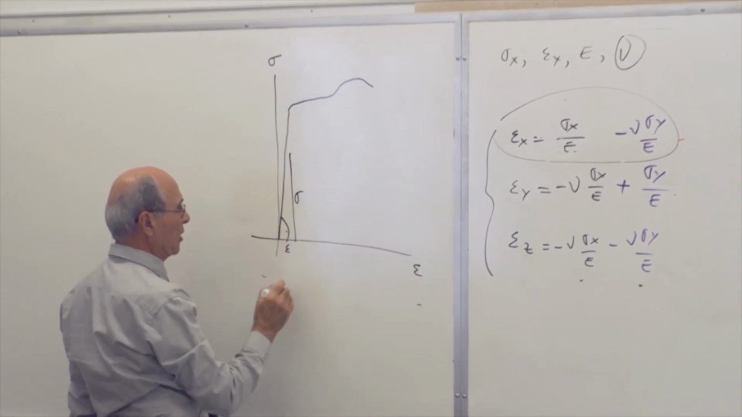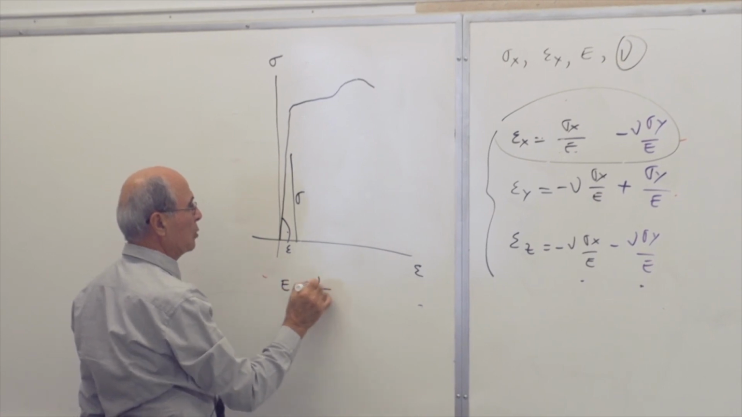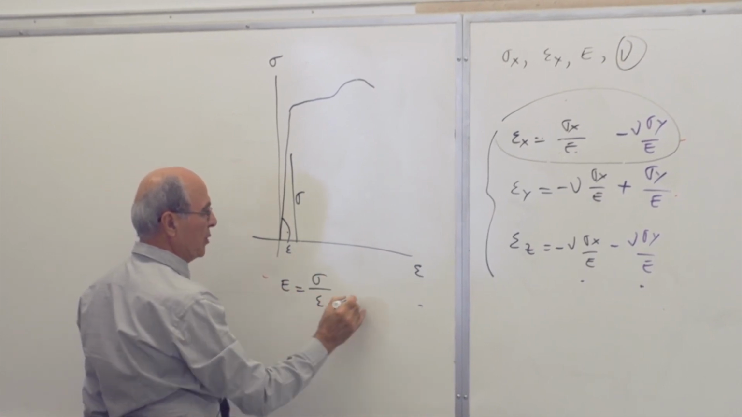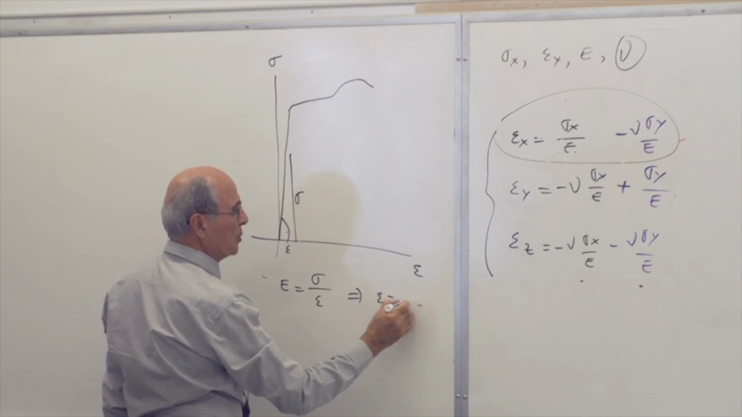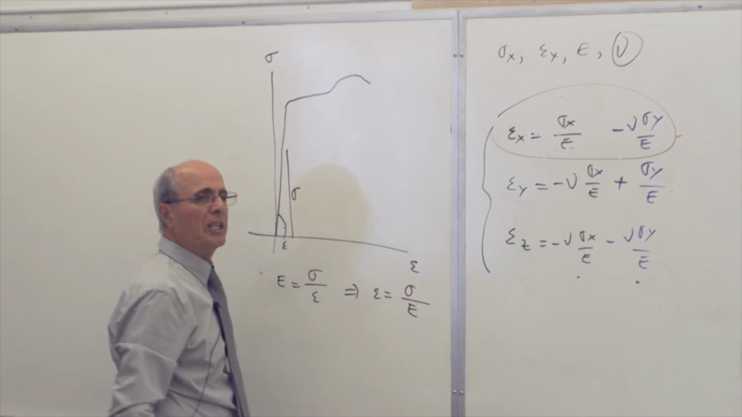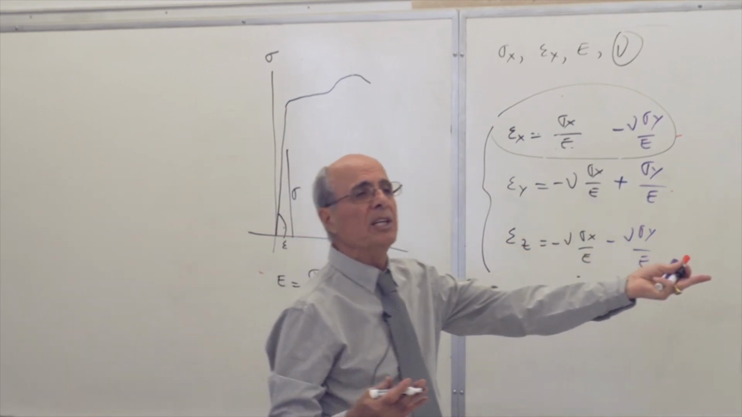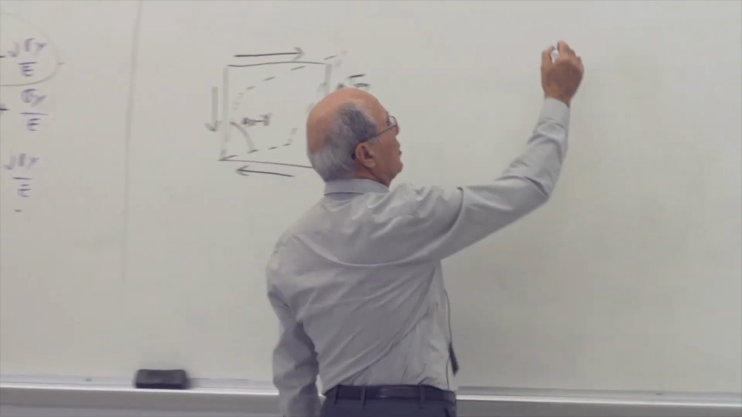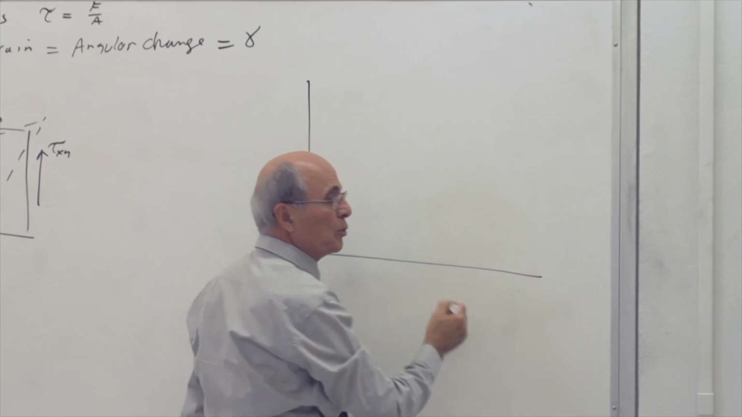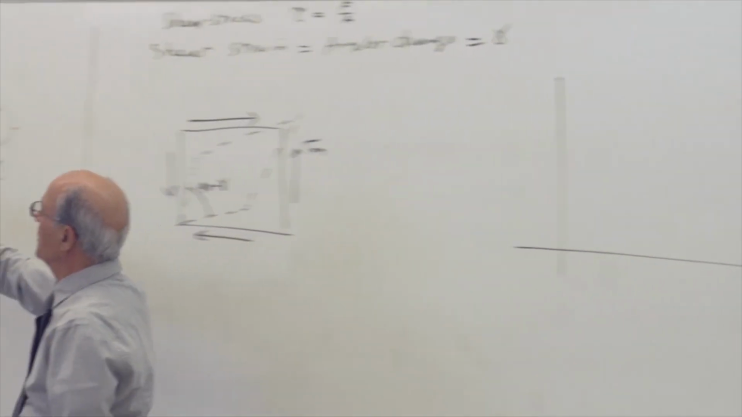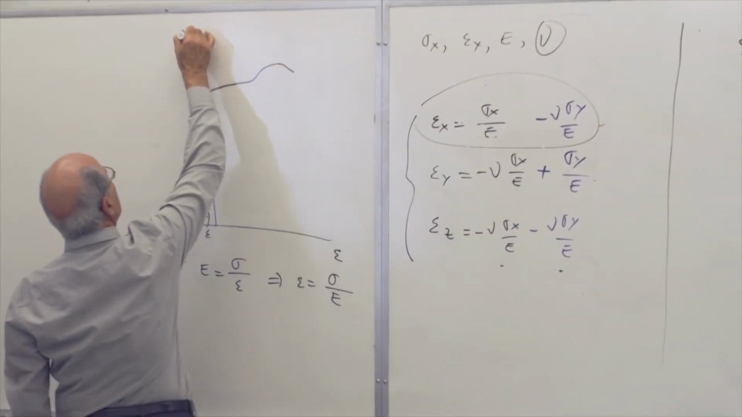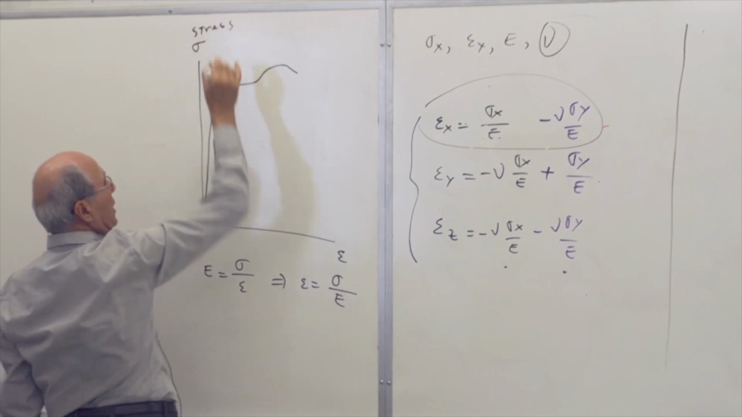Then we write the tangent of that angle, which is E, equal to sigma over epsilon. From Hooke's law we end up with epsilon equal to sigma over the modulus. Now we have to do the same thing here too. This time, write it down, guys. This is a stress versus a strain.